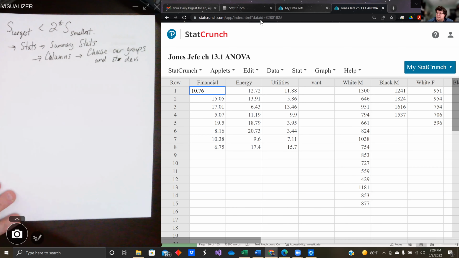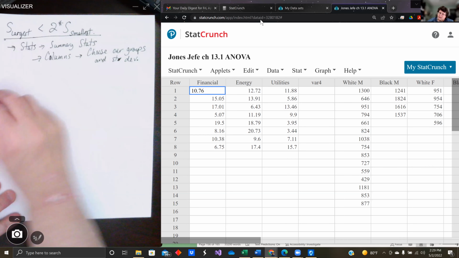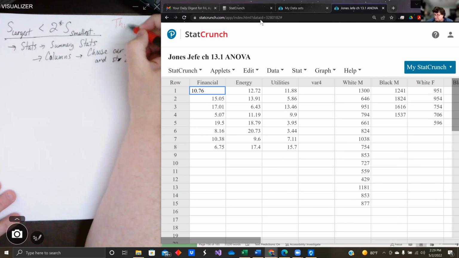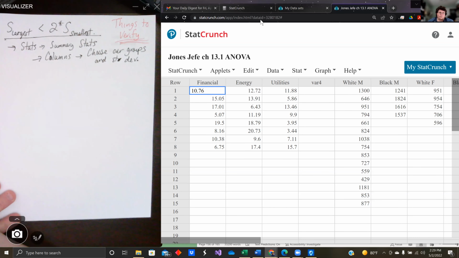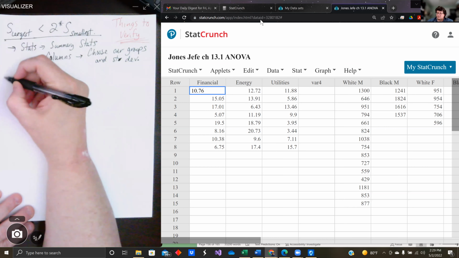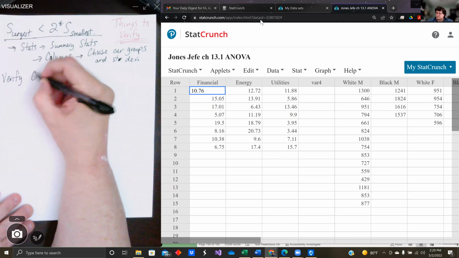So that is something we may need to check. We should check this. So maybe I'll put that here, things to verify. We're going to verify our standard deviation requirement. We will verify our box plots and our QQ plots.